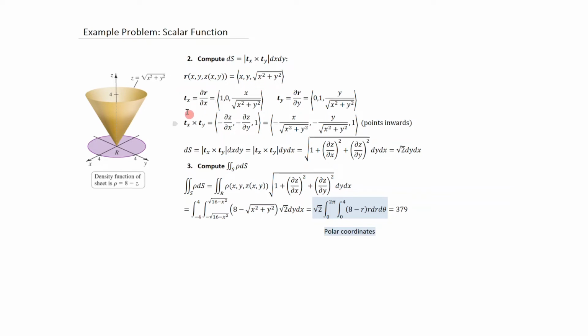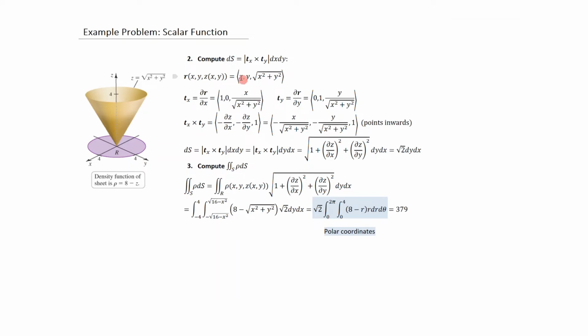All right, next step is to compute tx, which is just taking the derivative of the position vector with respect to the variable x. That'll give you 1 there, 0 there, and then this will give you x over the square root of x squared plus y squared. Similarly, we basically compute t subscript y, which is by definition going to be dr by dy.